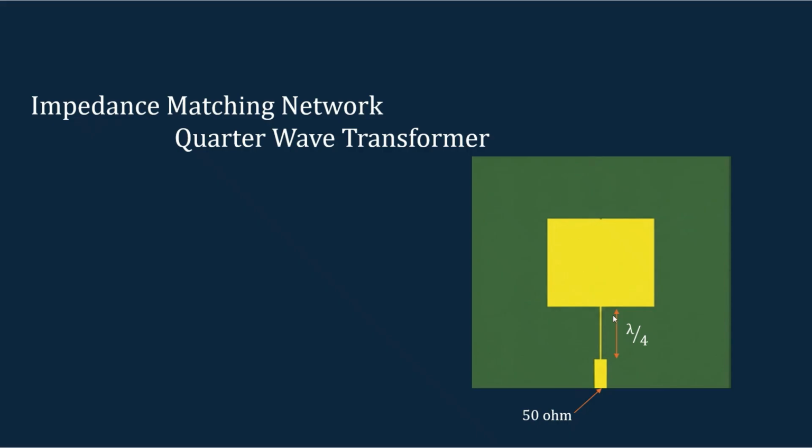Sometimes you may have seen a transmission line of length lambda by 4 connected in between the antenna and the feed positions. These are usually used for impedance matching. This is known as a quarter wave transformer. So in this video, let's see what the importance of the quarter wave transformer is and what things are to be taken care of while designing a quarter wave transformer for antenna feeding. Let's see.